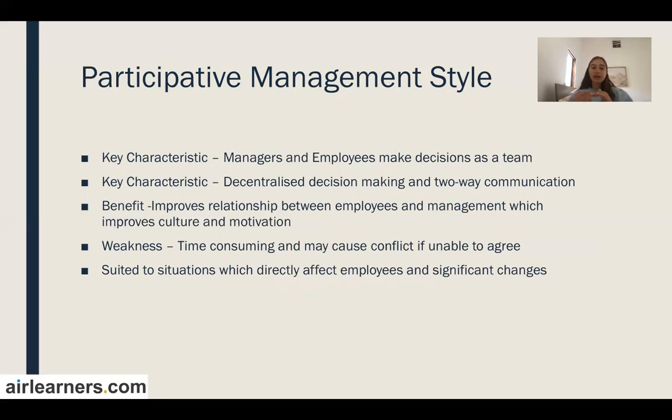So there's two-way communication. The main benefit of a participative management style is that it creates a sense of teamwork and collaboration and respect between employees and employers. And this improves the culture and also motivation of employees. So it's really, really positive. The issue with the participative management style, though, is that it is very time consuming and it can cause conflict if employees are unable to agree with their employer, which may in the long run reduce corporate culture.